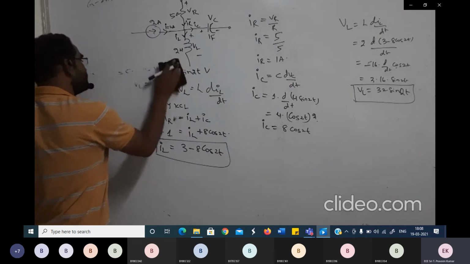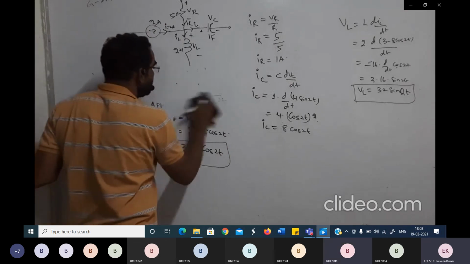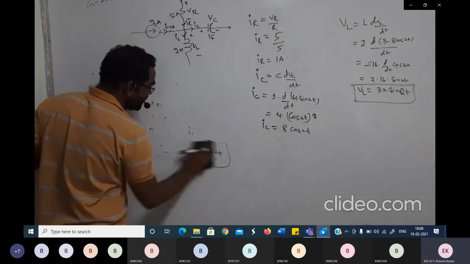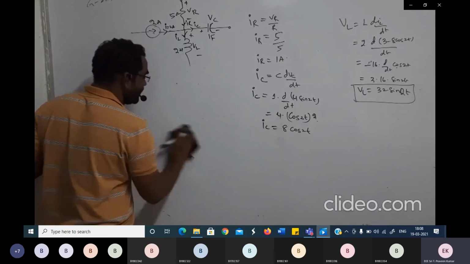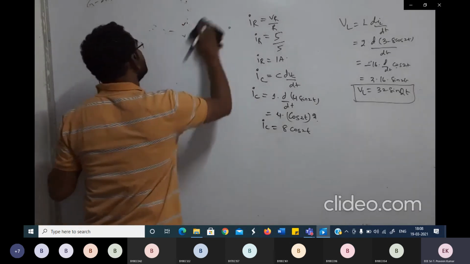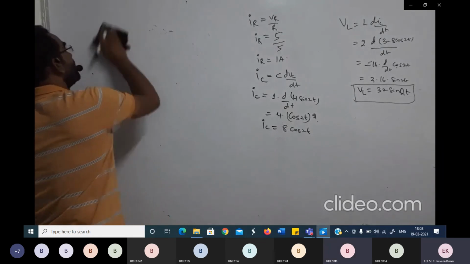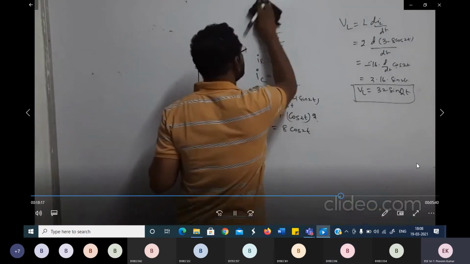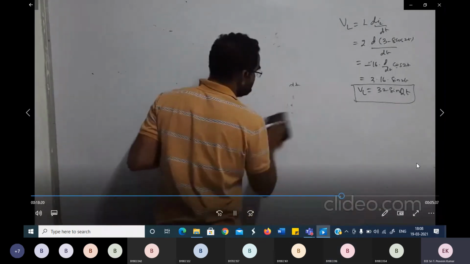Now what happens if current sources are connected in series, voltage sources are connected in series, voltage sources are connected in parallel, or current sources are connected in parallel. There were some 1 mark questions in the GATE examination on what happens if the sources are connected in series and parallel.